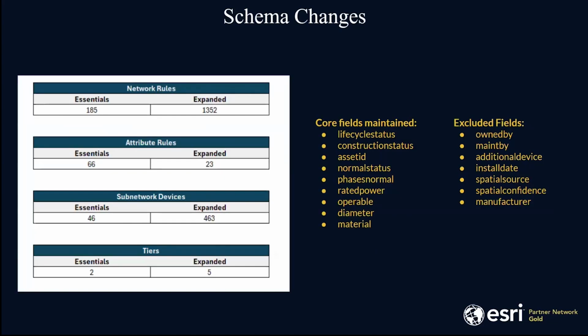When it comes to fields, there are some key fields in the Essentials model that are required in order for the utility network to function. That's things like life cycle status, construction status, asset ID, normal status, operable. And then there are some excluded fields, which are not included in the Essentials model. You can look at whether you need these fields and add them in yourself, or maybe you don't need them. Those are fields like owned by, maintained by, install date, spatial source, and spatial confidence, just to name a few.